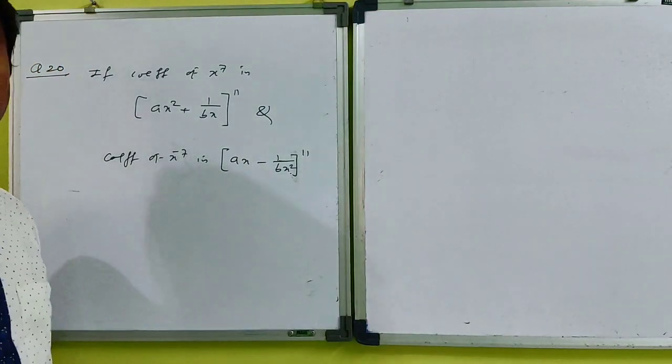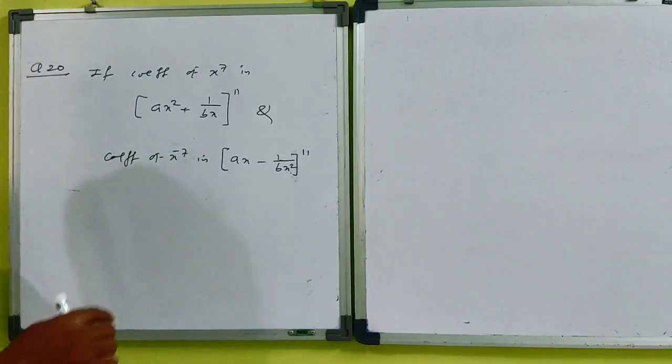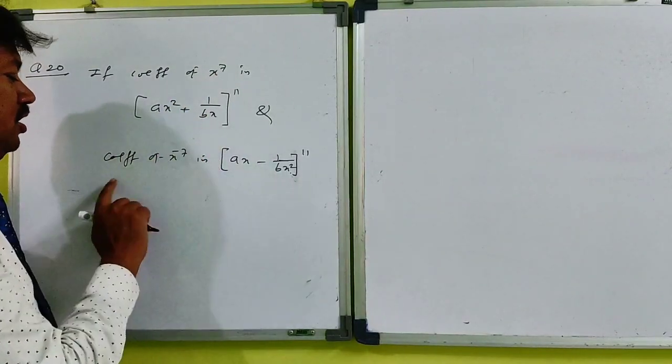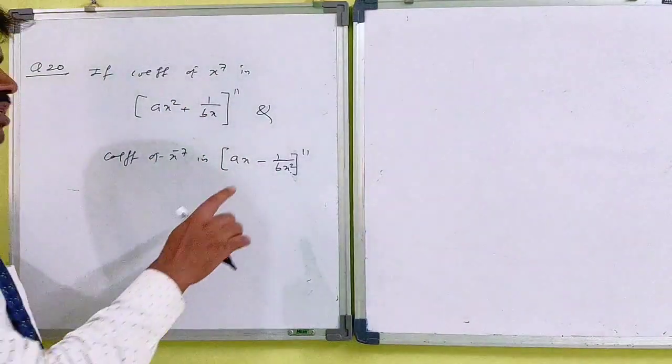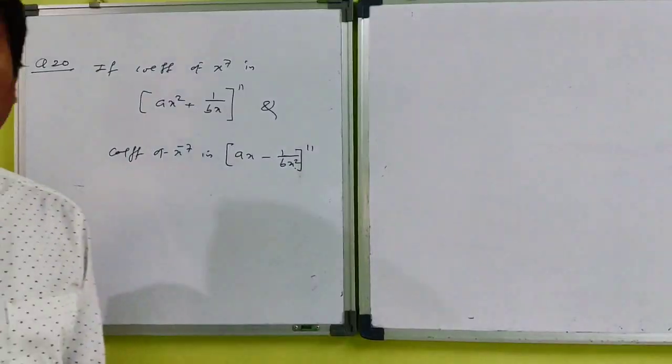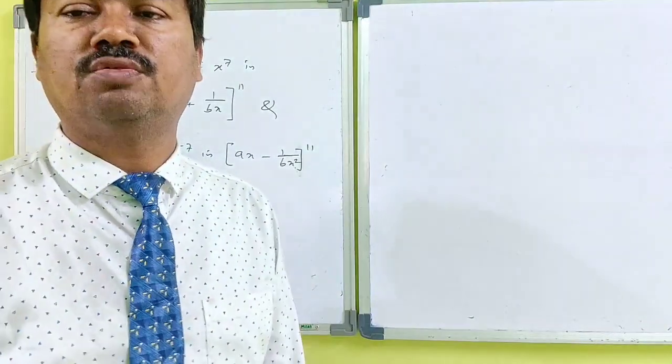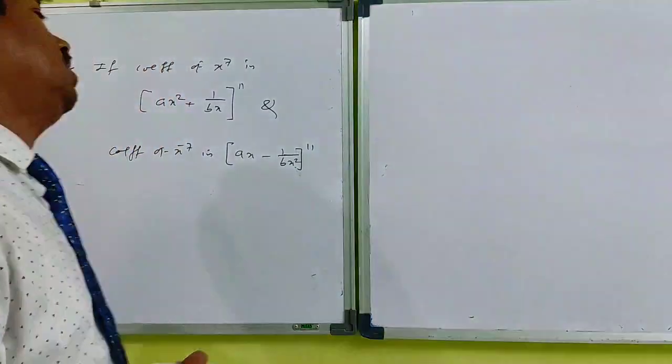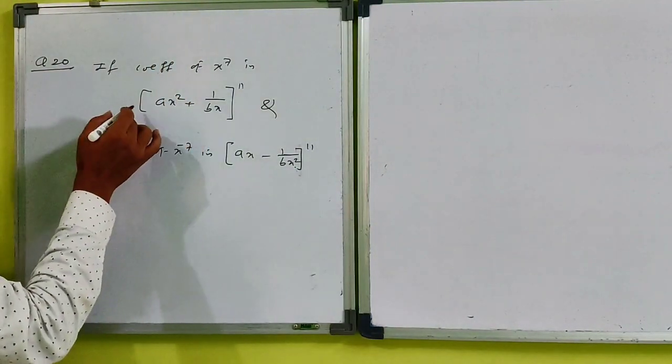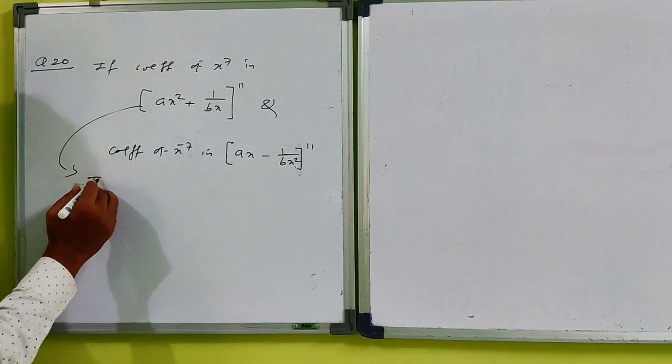Next question, number 20 here. The coefficient of x raised to 7 in this expression and the coefficient of x raised to minus 7 in this expression are both equal, and you have to find the relation between A and B. So in this case, we will find T(R+1) first. What is T(R+1) here?